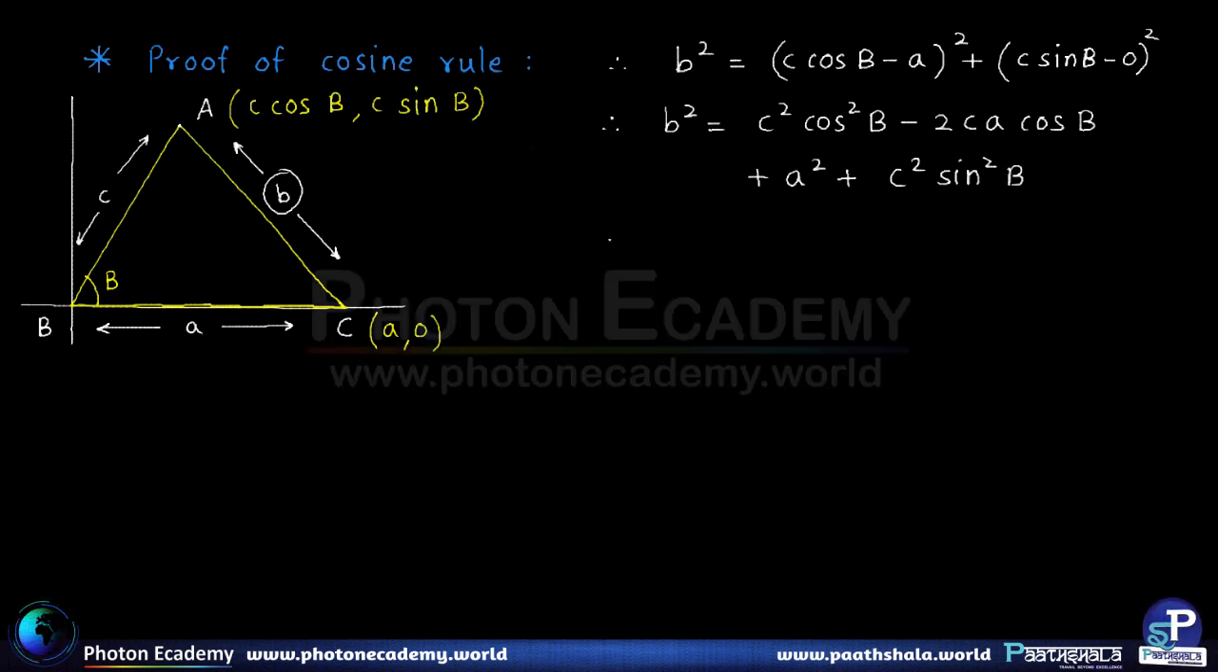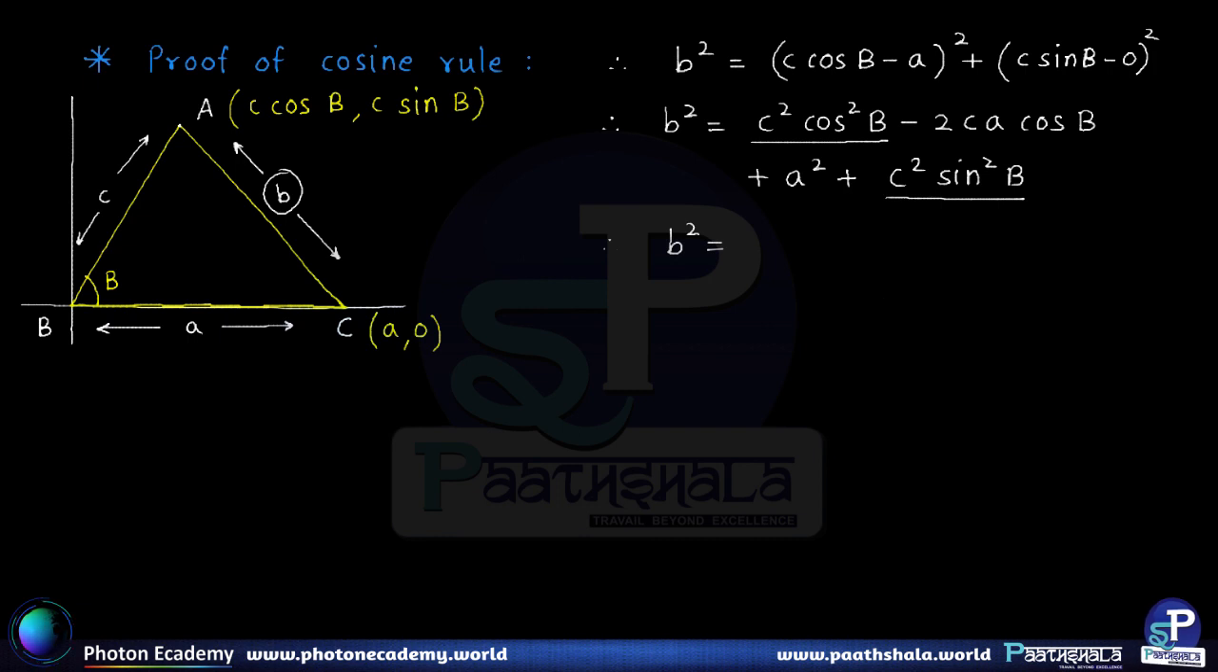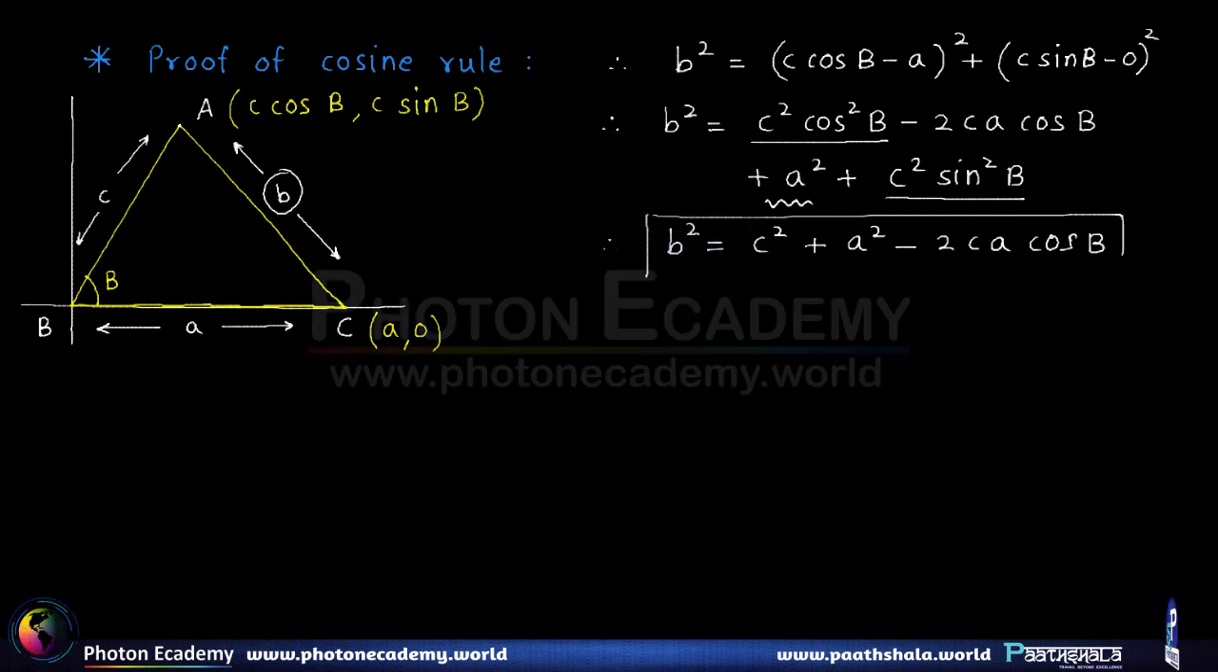Now if we club the terms c square cos square B and c square sin square B, c square comes common and cos square B plus sin square B gives us 1. So we have b square equal to c square plus the remaining terms, that is a square minus the last term 2ca cos B. In this way, the statement of the cosine rule has been proven.